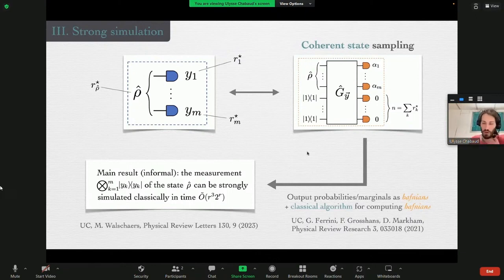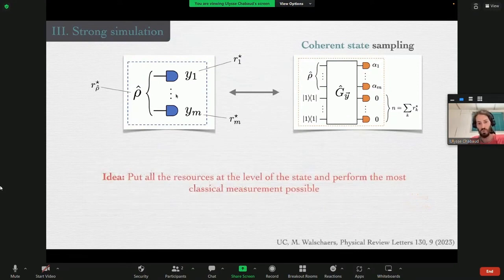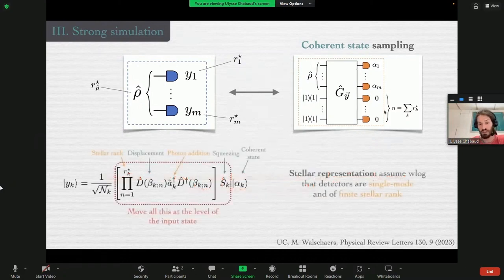Okay, so in the remaining time, I want to explain how this reduction is done. I think this is sort of the core of our result. To say it again, the idea is to take this general sampling setup and put all the resources at the level of the input, and then perform the most classical measurement possible, in the sense that I was telling below, that we're projecting onto those coherent states. So how do we achieve this?